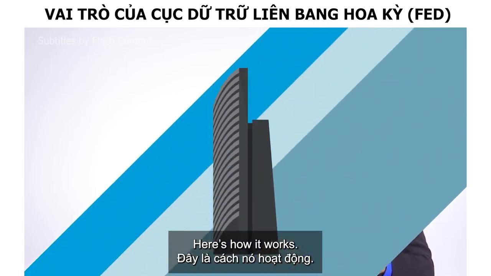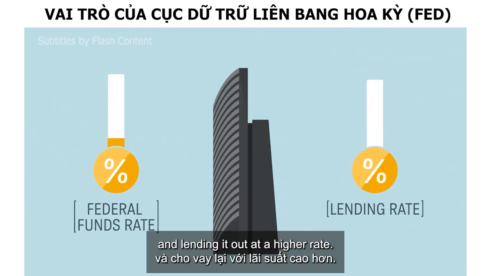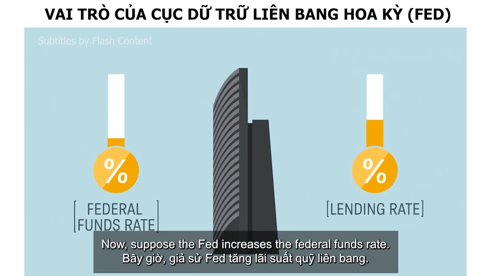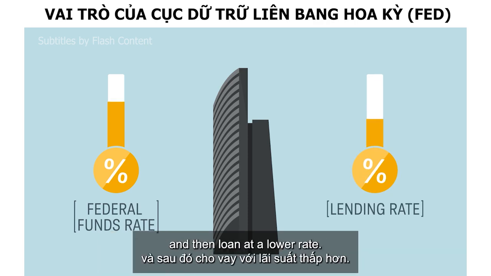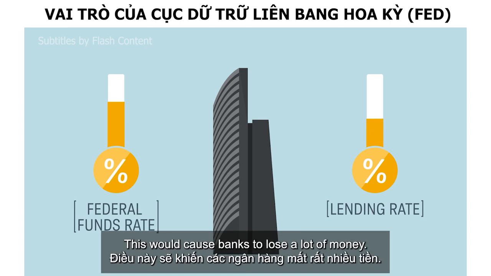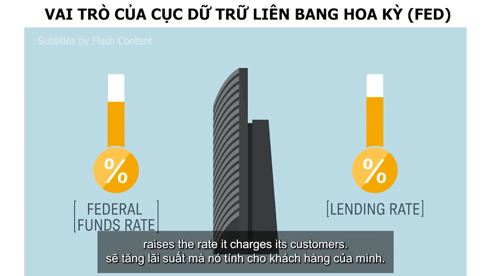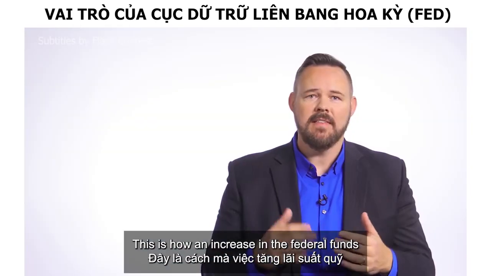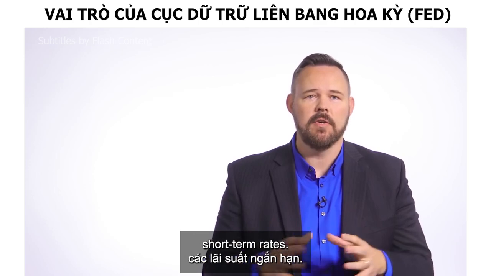Here's how it works. Banks profit by borrowing money at one rate and lending it out at a higher rate. Now suppose the Fed increases the federal funds rate. Banks don't want to borrow at a higher rate and then loan at a lower rate. This would cause banks to lose a lot of money. So when borrowing rates increase, a bank raises the rate it charges its customers. This is how an increase in the federal funds rate can cause a ripple effect throughout short-term rates.